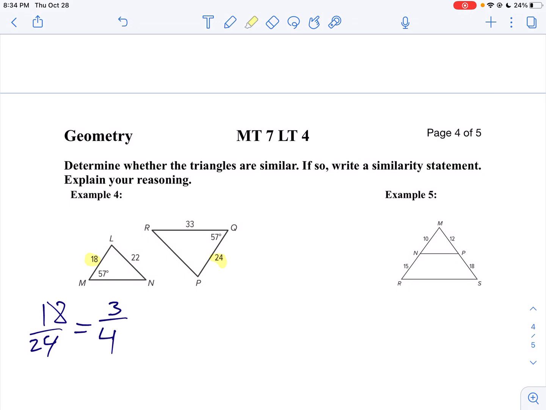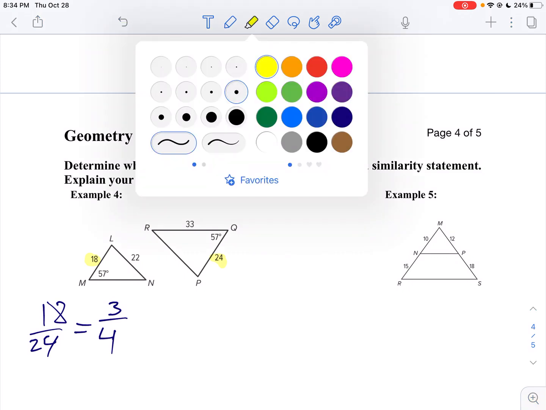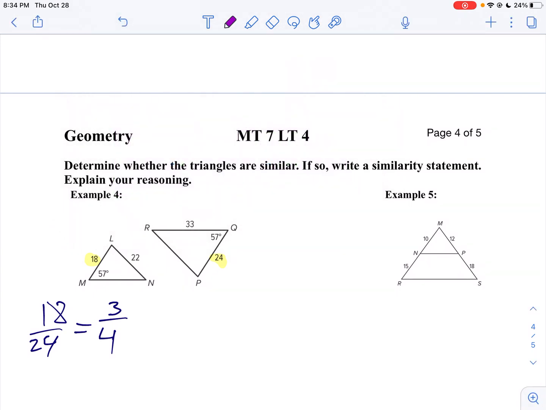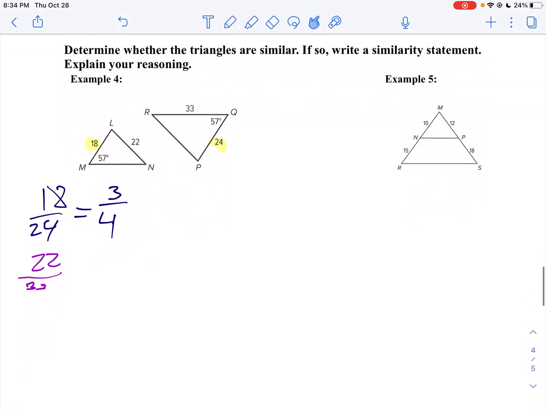Now let's do the other pair of sides. And so I'm going to compare 22 to 33. Well, 22 to 33, I can divide both of those by 11. I get 2 to 3. So these don't have the same ratio, do they? So they're not similar.